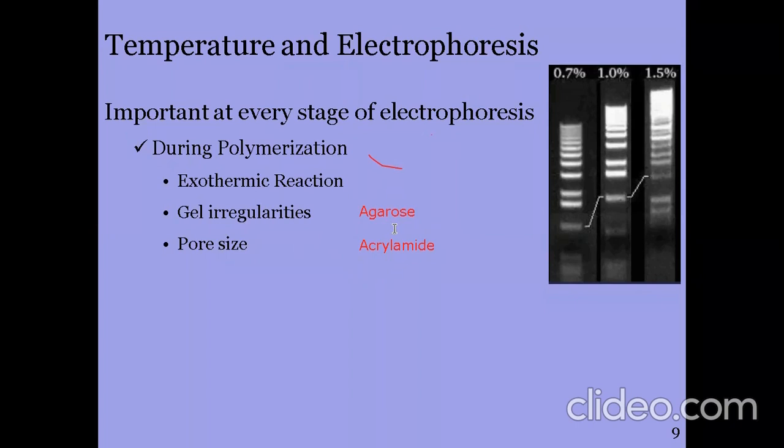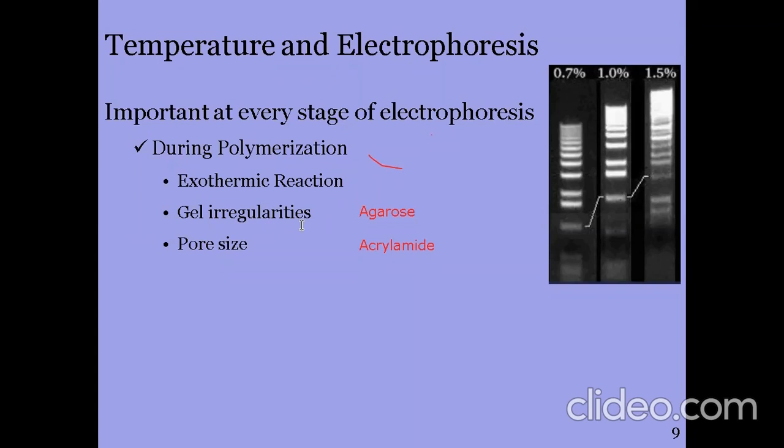So the pore size, and during the polymerization, meaning during the gel formation, that is an exothermic reaction. If the gel is not made well, the electrophoresis will not be good enough. If gel irregularities are there, some gel is polymerized and some is not polymerized well, so that is irregular and that could make problems. And similarly, the pore size also matters.